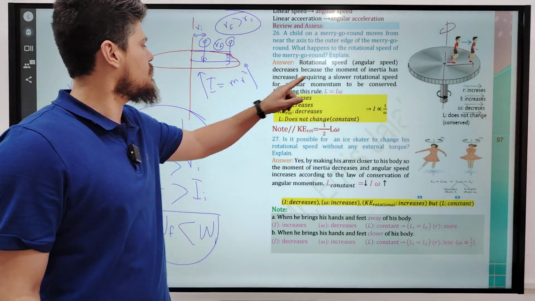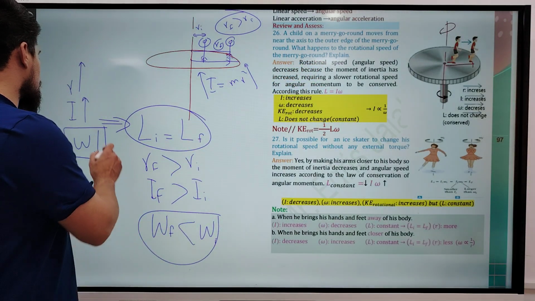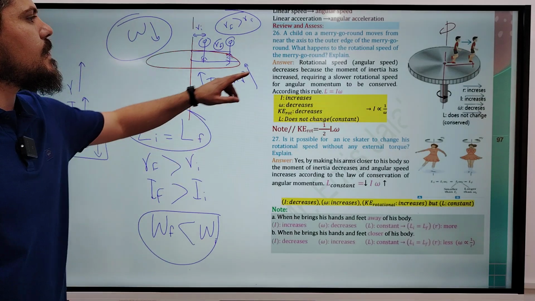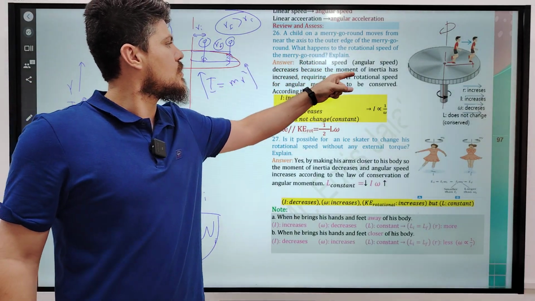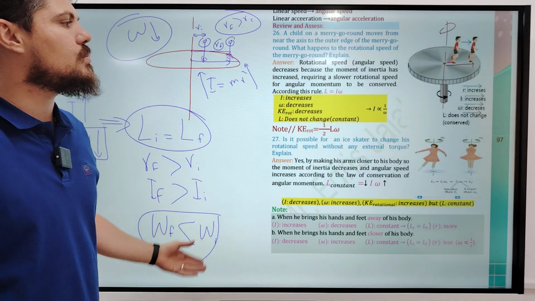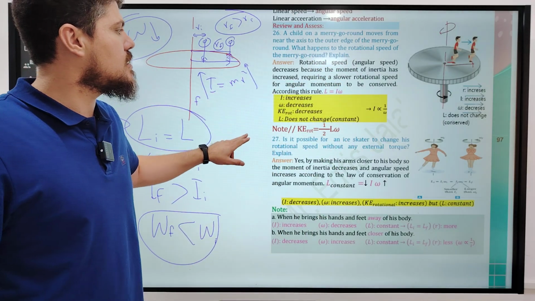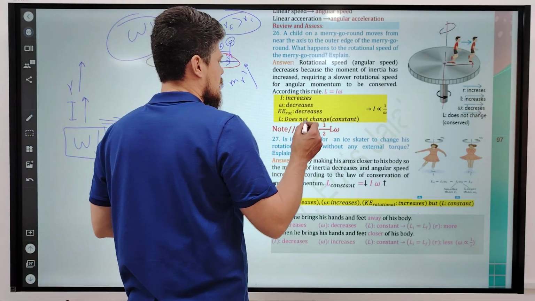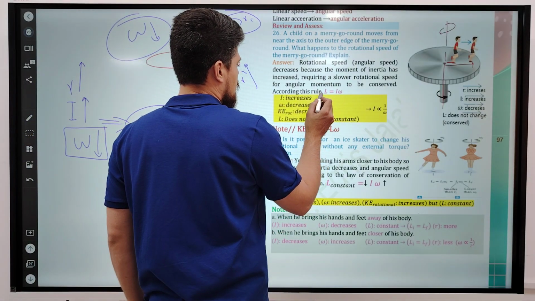What happened to the rotational speed? The rotational speed must decrease. Angular speed must decrease. Angular speed decreases because the moment of inertia has increased, requiring a slower rotational speed for angular momentum to be conserved. I increases, omega decreases. Rotational kinetic energy we will study in the next lessons, inshallah.